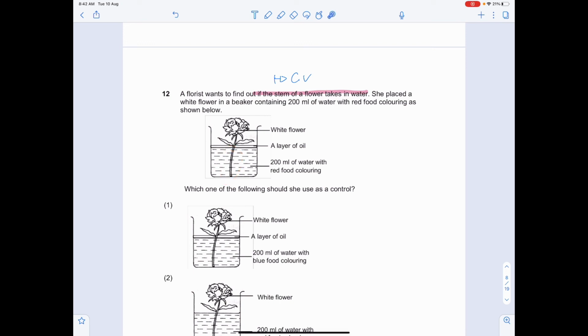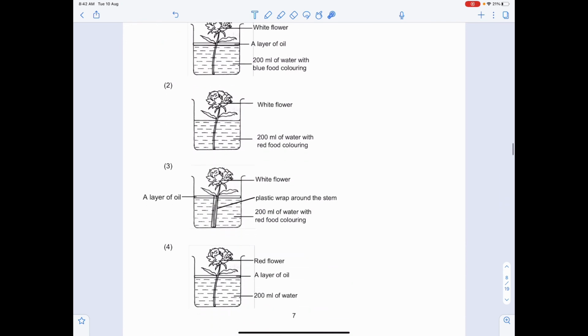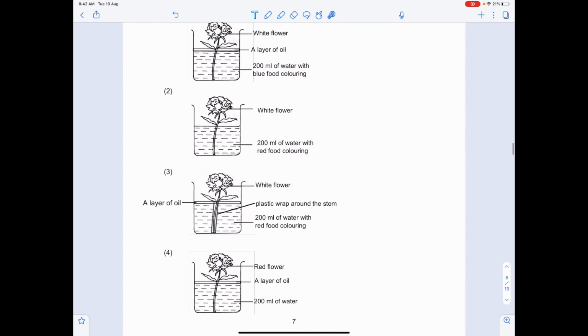Then in your control setup, you need to prove that whatever changes, so in this case, your white flower becomes red because the red water was being taken up by the stem, then your stem cannot be there. So in this case, the answer will be 3.